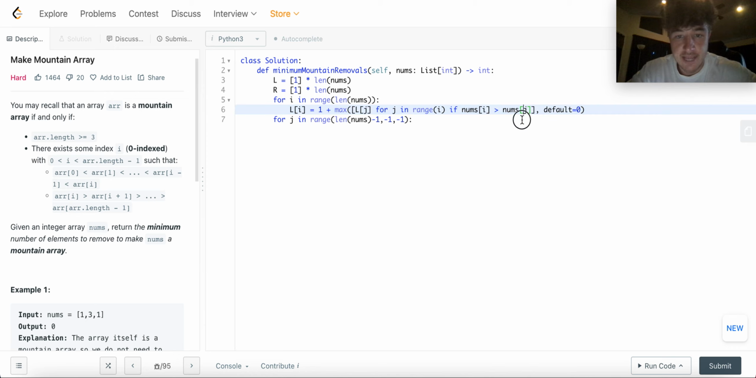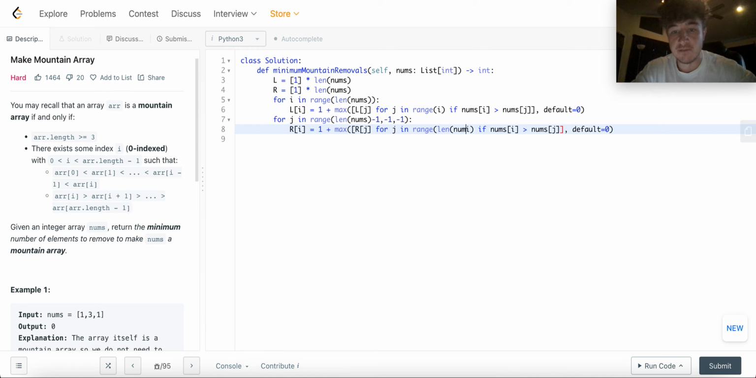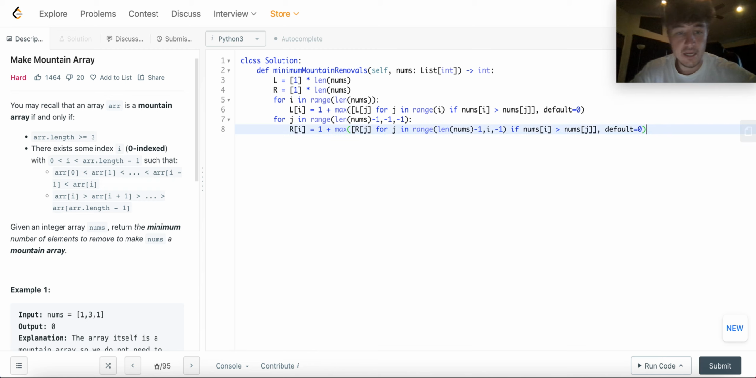All right, and then this is the same game here, except now we're going in a different direction, because now we go from length of nums minus 1 all the way to i. So we're going in the negative direction. It's the same thing: the longest subsequence I can get here is 1, including myself, plus the longest subsequence I can attach to. If I'm going to be an increasing subsequence, I have to be greater than the thing that I'm attaching myself to. And then at the end, we just return the max.